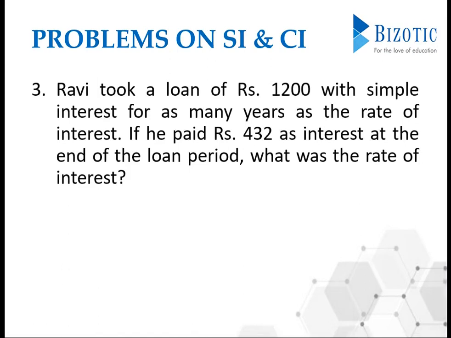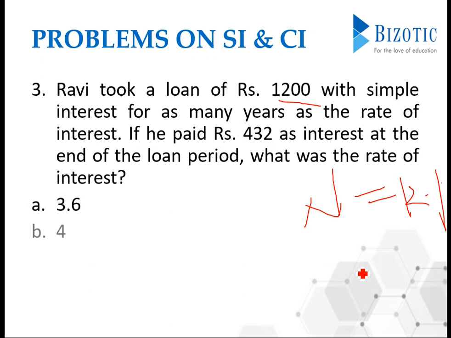Now let's move on to the next problem, problem number 3. Ravi took a loan of 1,200 with simple interest for as many years as the rate of interest. If he paid rupees 432 as interest at the end of the loan period, what was the rate of interest? Here the hint is N, or T, is equal to R. The rate of interest and the time are both equal. Anyway, we have to calculate both of them. Different options are there. What was the rate of interest?